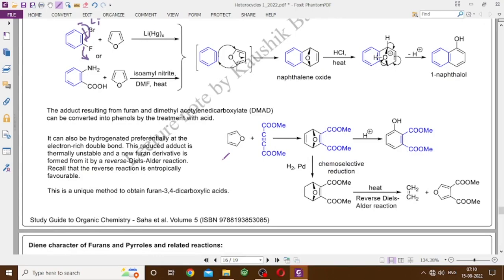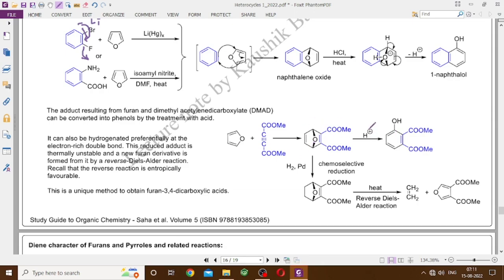When furan is reacted with dimethyl acetylene dicarboxylate, that means you have a carbon-carbon triple bond. On both ends you have CO2Me groups. Electron withdrawing groups are present. Unsaturation is there. So that's again a valuable dienophile. Furan reacts with it to give you the corresponding Diels-Alder adduct.